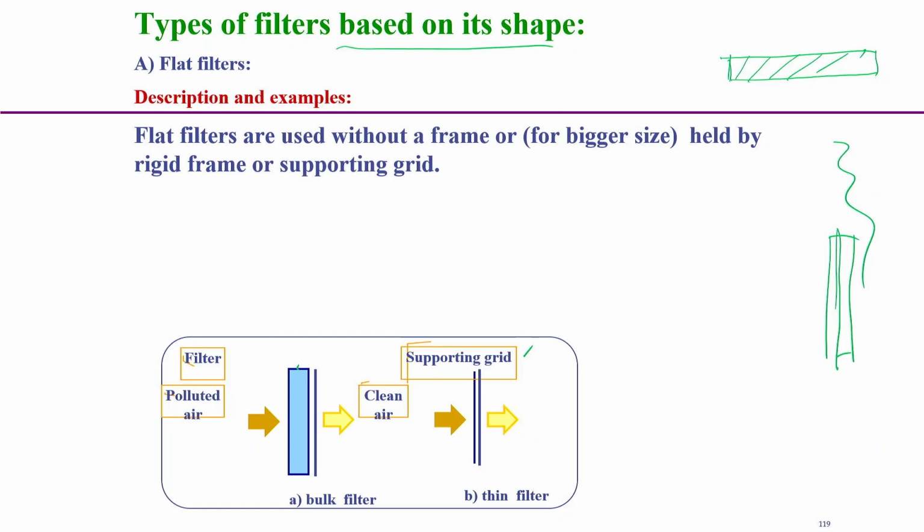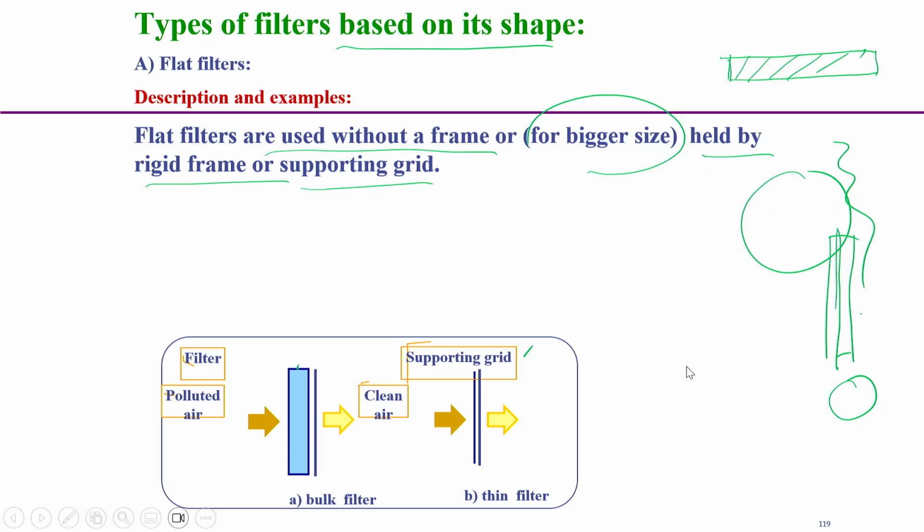Flat filters are used without any frame, or for bigger sizes they may be held by a rigid frame or supporting grid. For bigger sizes we need some support, but for a very small size we may not need additional support, like in a vacuum cleaner, where we need a stiff filter but no support; we can simply place it in the particular position.